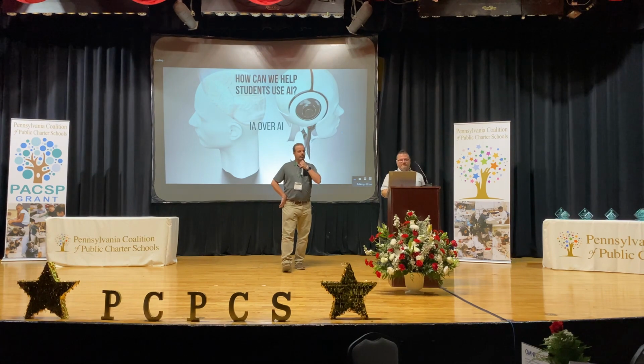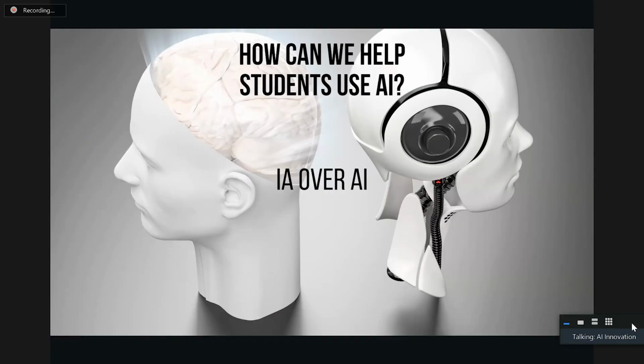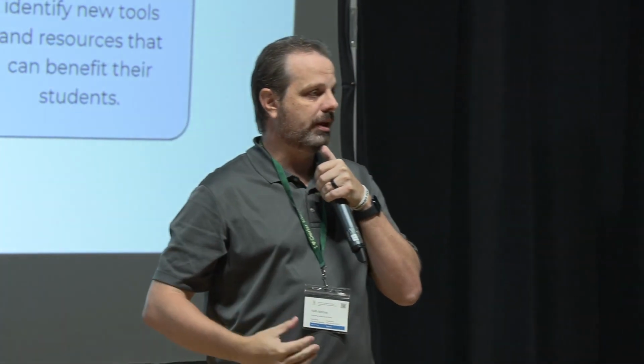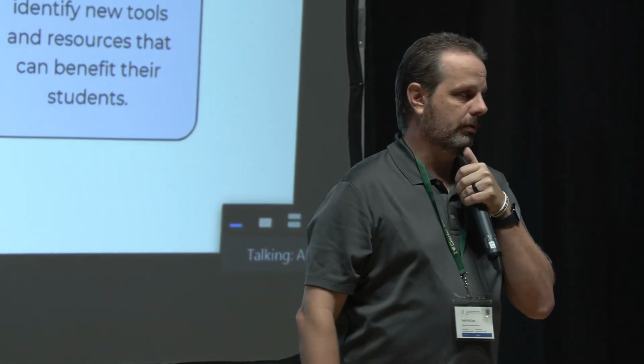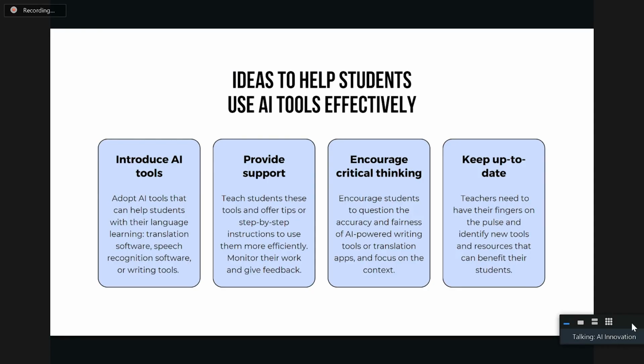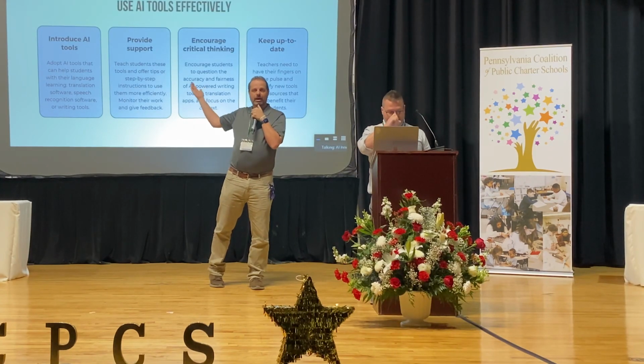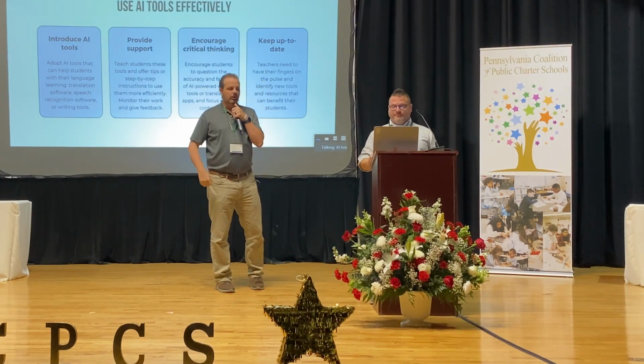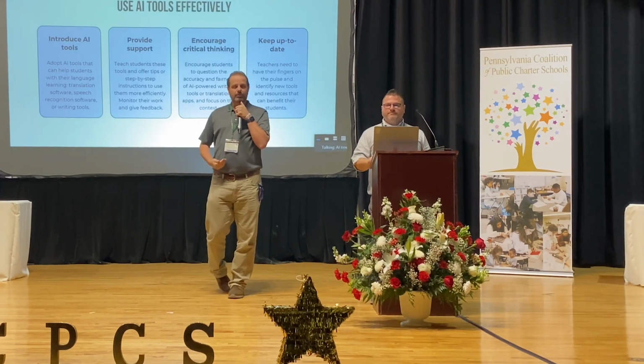So really what we've been focusing on up here, guys, is IA over AI: intelligence augmentation over artificial intelligence. How we can work with these bots to create something that our students couldn't on their own and that the bots can't create on their own, working together. We do that by introducing them nice and slow. We provide the support as we build them through it, looking at the critical thinking aspect and keeping up to date with everything. That's probably going to be the hardest thing to do.